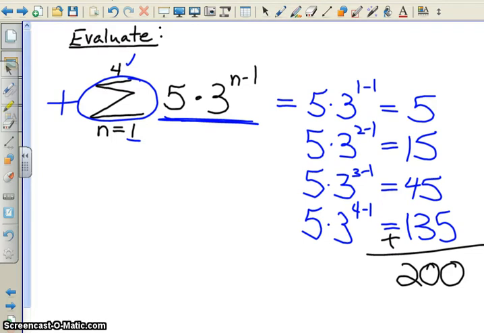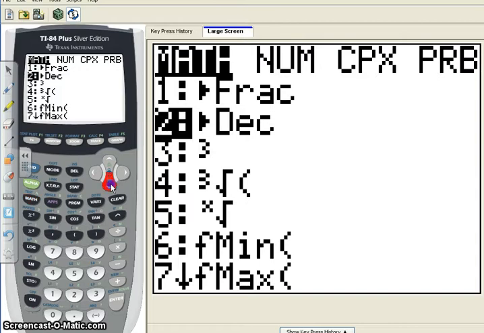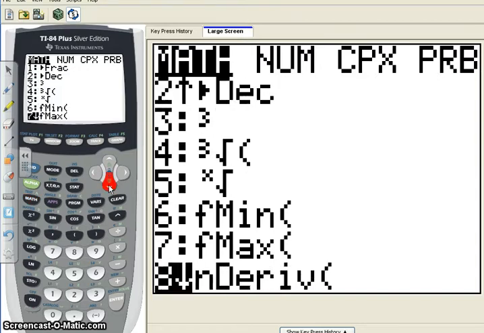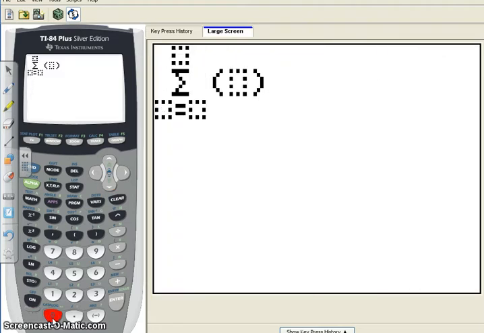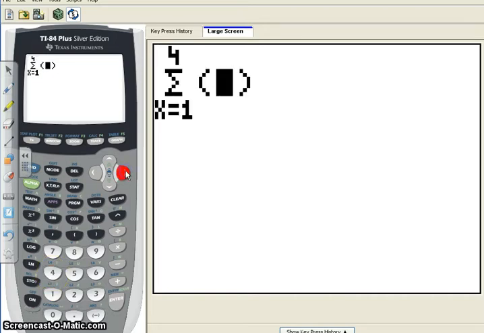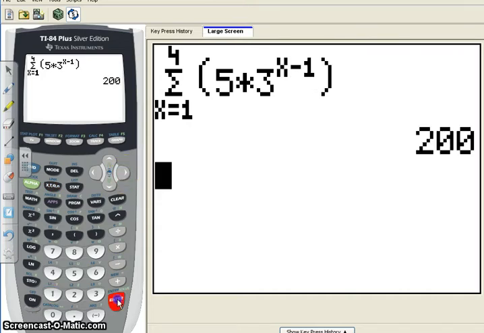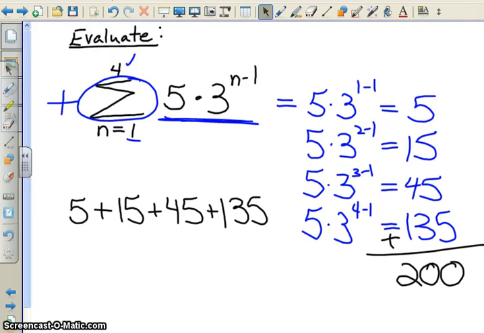Now, if I've got a TI-84 calculator, I can also find this sum on the calculator by going into Math, and I scroll down to number 0, summation, and then I can type in what I want. My variable, I'll say, is x, starting with the first term, going to the fourth term of my sequence, 5 times 3 to the x minus 1. 200.